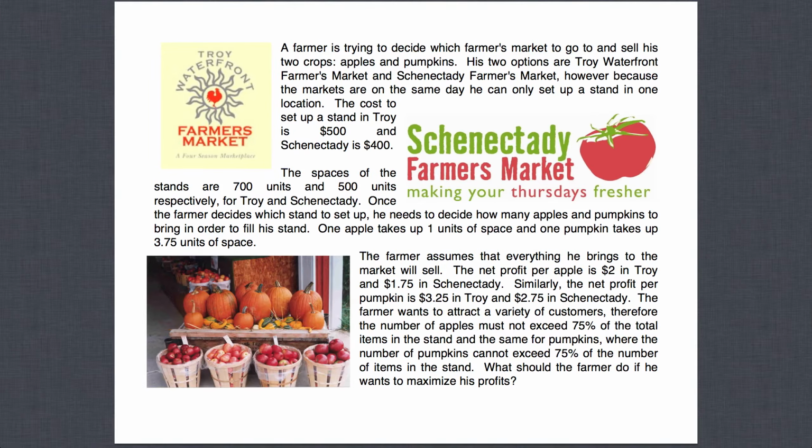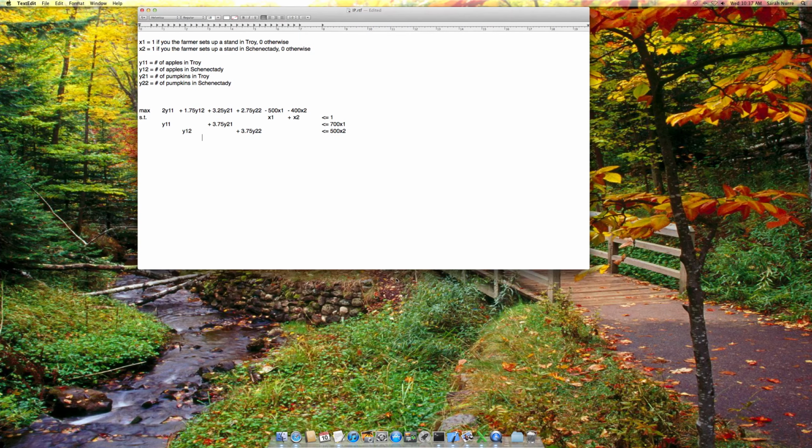Now, looking further at the word problem, we've already incorporated these costs, the profit earned, into the objective function. We don't have to constrain that at all. The last constraint that we see here is that the number of apples cannot exceed 75% of the total number of items. So we're not worried about space that they take up. We're worried now about the number of items. We want a variety of items. We don't want them all to be apples. So because we've separated our decision variables by location, we're going to need different constraints factoring this in by location.